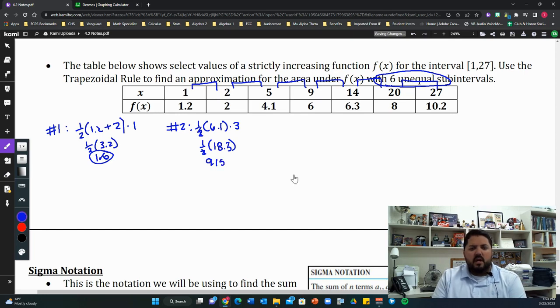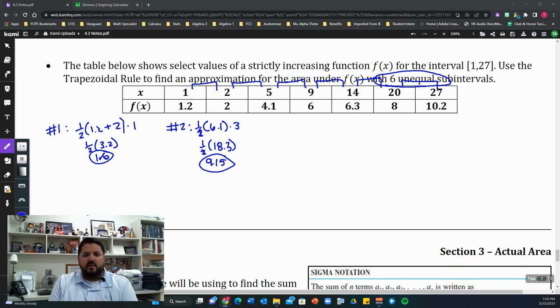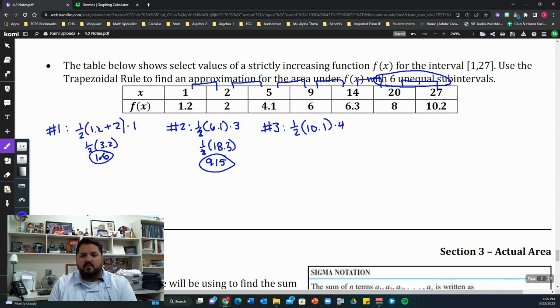All right, and trapezoid number 3. So for the third one, we will have 1/2 times the sum of these bases. That would be 10.1. And then that one is 4 units wide. So this one, half of 4 is 2. 2 times 10.1 would give me 20.2. It doesn't matter what order we multiply in, whichever one is easiest.